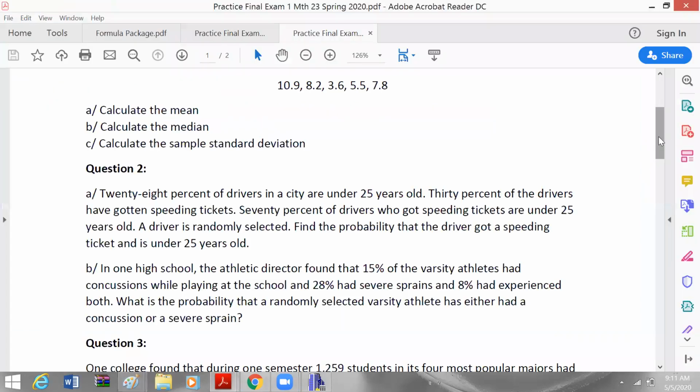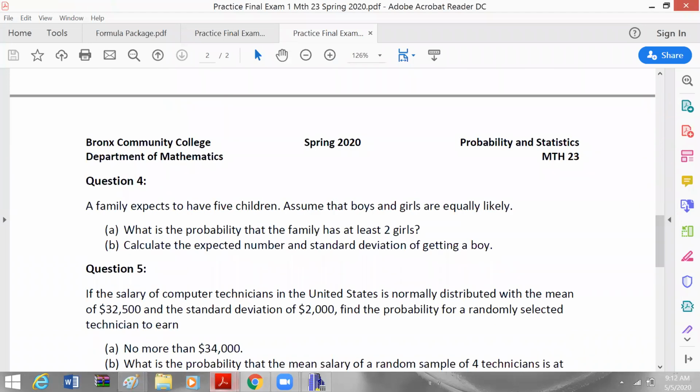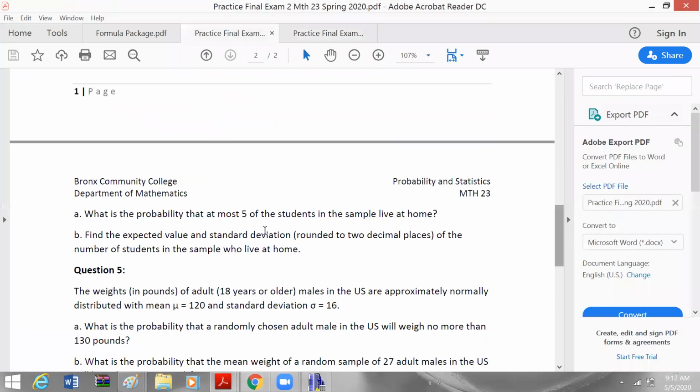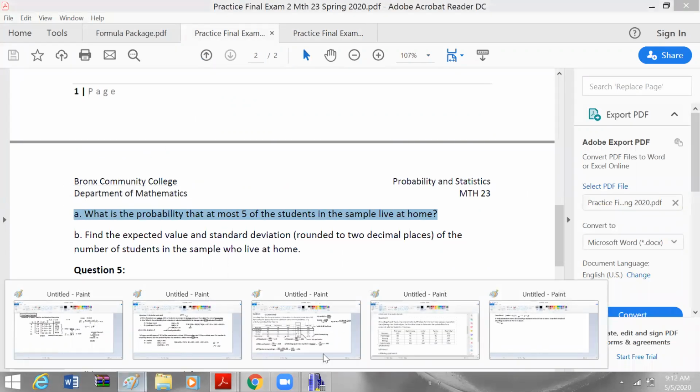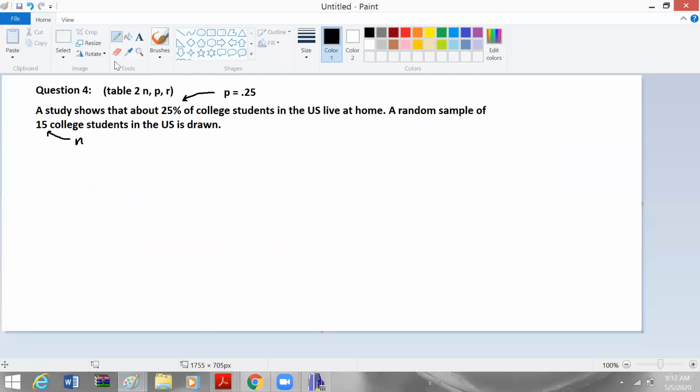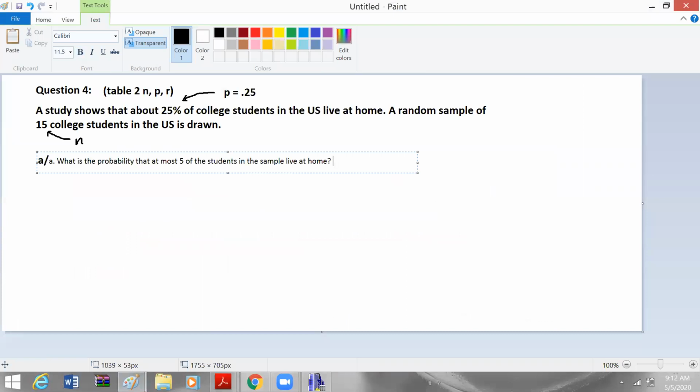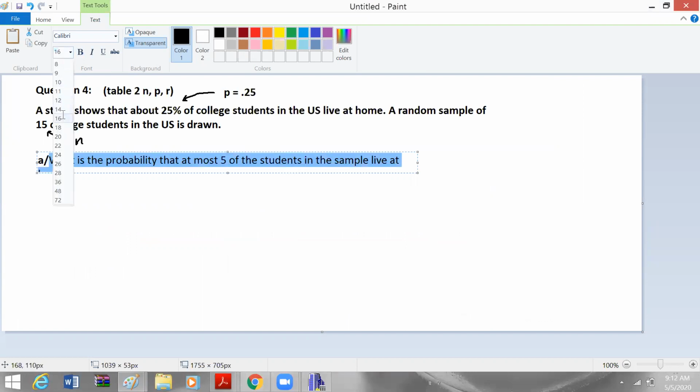On the first part of the question, let me just check it. I don't want to go to a different version, I'm sorry. The question asks: what is the probability that at most 5 students in the sample live at home? So we need to look at part A. How many points are we going to have on this part? This question is 4 points. Okay, 4 points for this type of question.